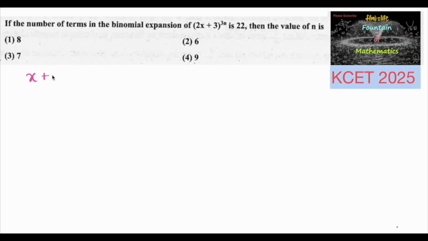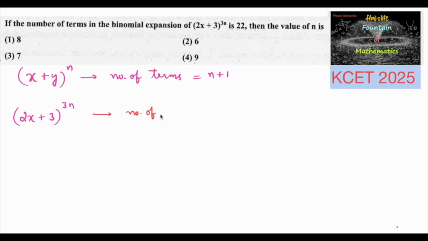In the expansion of (x + y)^n, the number of terms is equal to n + 1. So here in this given problem, in the expansion of (2x + 3)^(3n), the number of terms can be taken as 3n + 1, which is given as 22.